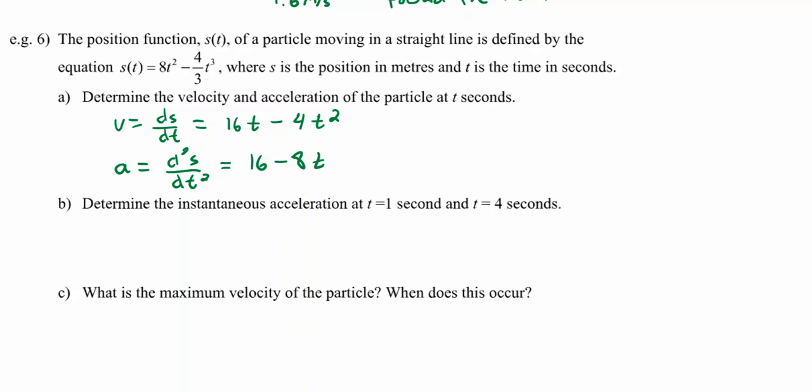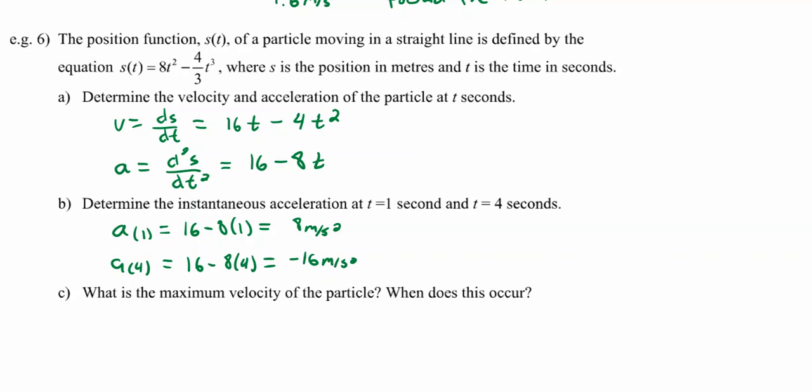All right. Determine the instantaneous acceleration at t is equal to 1 second and 4 seconds. So a of 1, the acceleration at 1 second, will be 16 minus 8 times 1, which is 8 meters per second squared. And a of 4 would be 16 minus 8 times 4, which is equal to negative 16 meters per second squared.